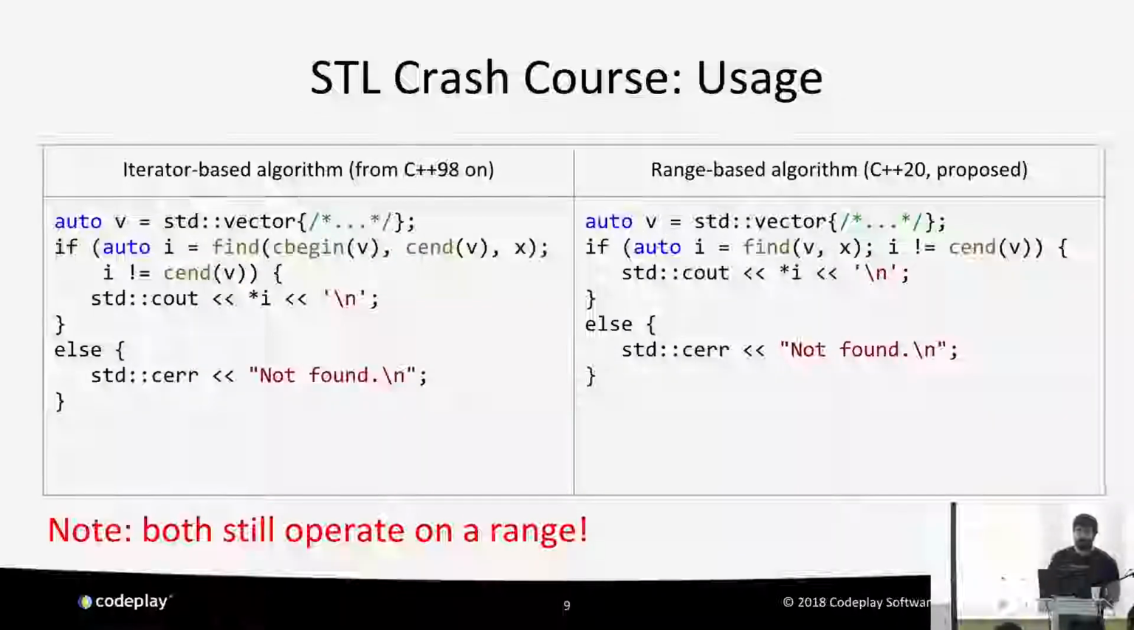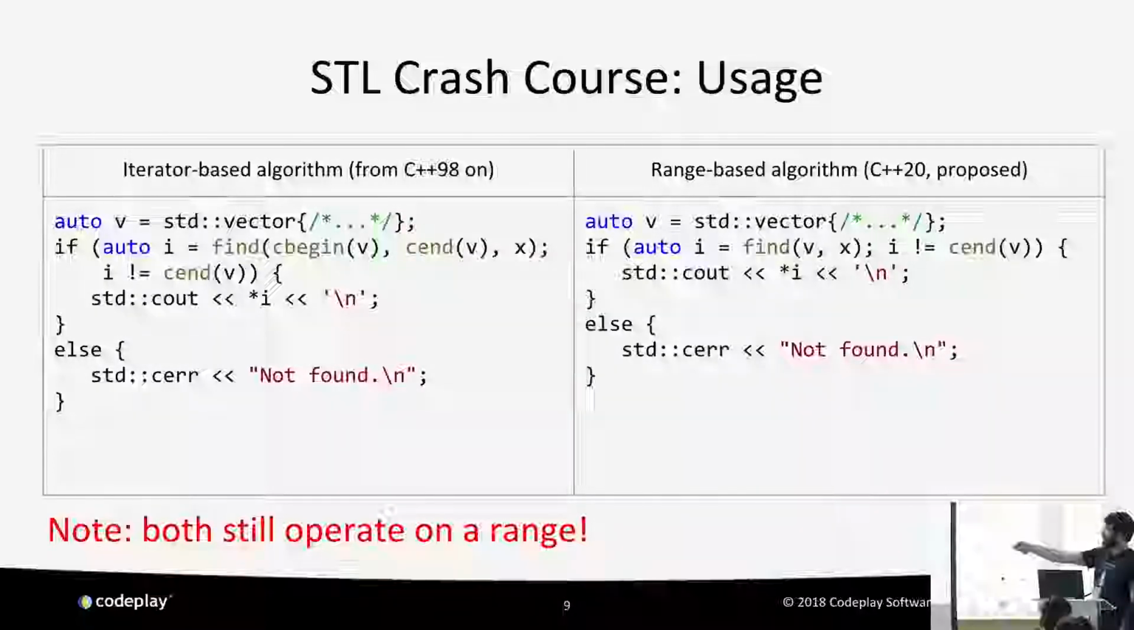Okay, great. And this is the usage. So here we have the traditional C++98 way, where you provide a beginning and an end, and you check that they're not equal. And then the proposed way in C++20 is for us to just have a v.